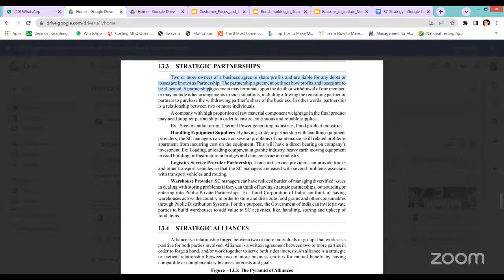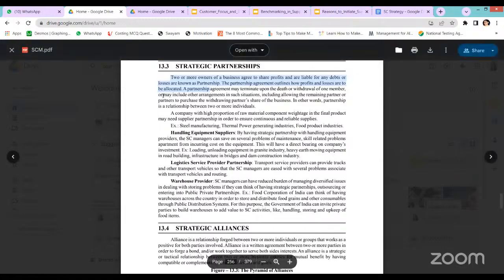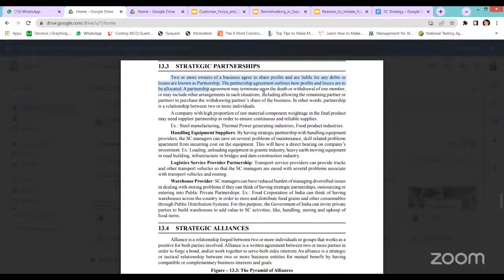Okay, and when this agreement will be turned off, that means the agreement may be terminated, either by the death or withdrawal of a member, or it may include other situations, such as once the project is completed, or the period for which they joined is completed, the partnership gets terminated.